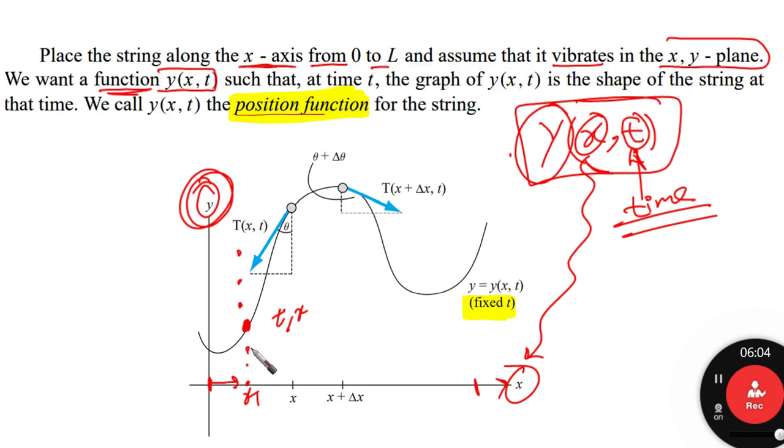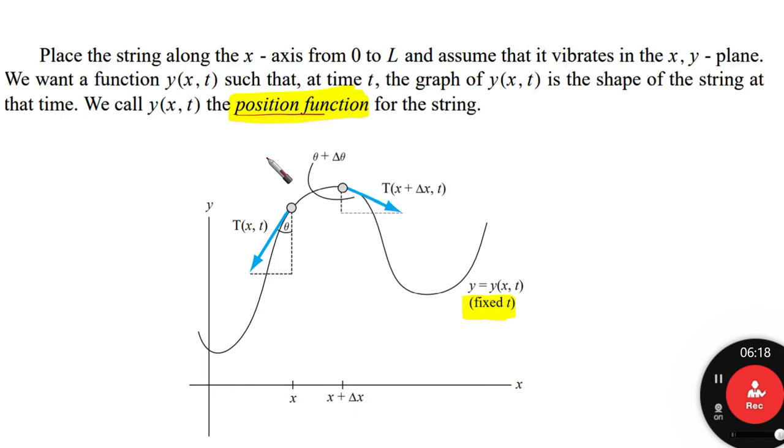So this vertical axis is going to be our dependent variable, and we are going to say that the position along x and the timing are going to be the independent variables. Okay, so these are the equations. The function is going to be y of x and t, such that at time t, the graph of this function is the shape of the string. That's right, so it is going to give us the shape that we want.